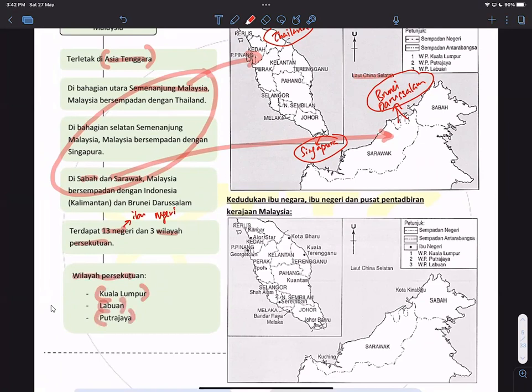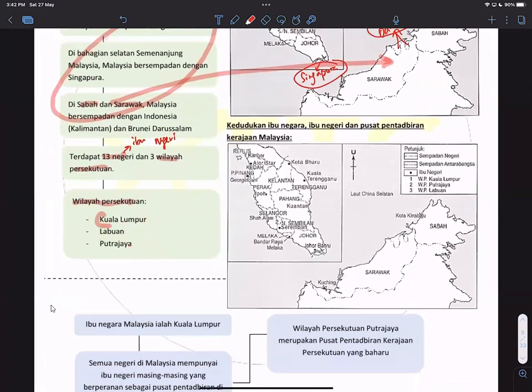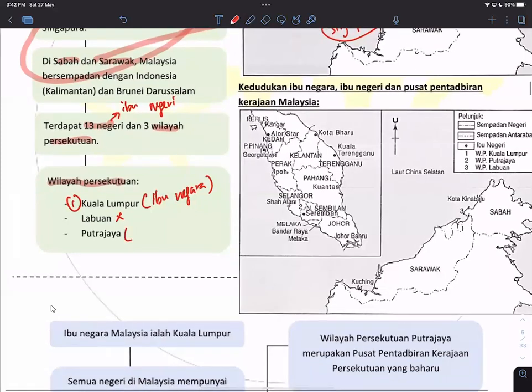Yes, this is the correct sequence for Malaysia. First Wilayah Persekutuan is our Ibu Negara. So right now, Kuala Lumpur is also recognized as our Ibu Negara. So Labuan, just Wilayah Persekutuan. So Putrajaya, another name, our central government. So what is the central government name?